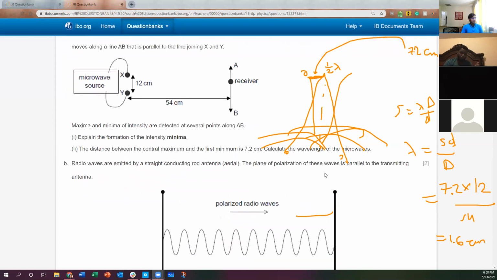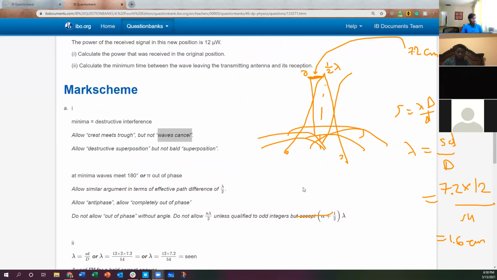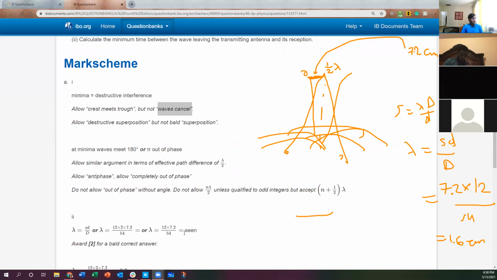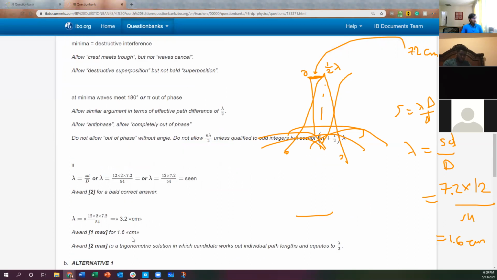Is that correct? Let's see. Yeah. Oh, okay. Why is it 3.2 centimeters? We would get one.